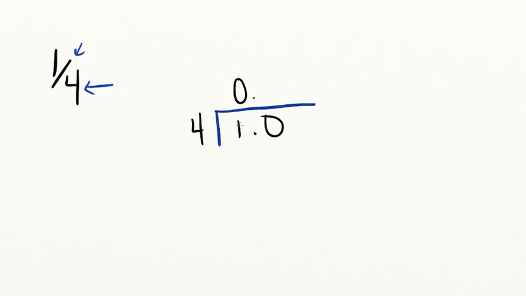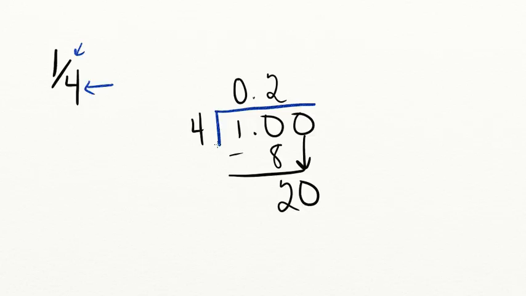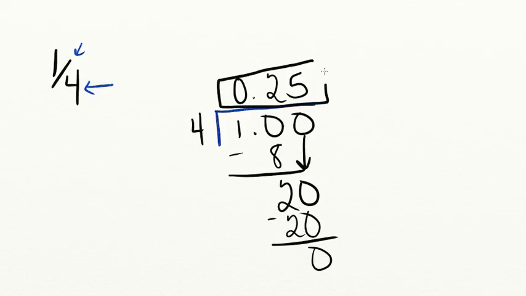So 4 can't go into 1, so we're going to put a 0 in the next place value over. 4 can go into 10 2 times. 4 times 2 equals 8. When we subtract down, that gives us a remainder of 2. So now I'm going to the next place value over. 4 can go into 20 5 times. 4 times 5 gives us a value of 20. And there we go, we have zeroed out. So we now know that 1/4 has an equivalent value in decimals to 25 hundredths.